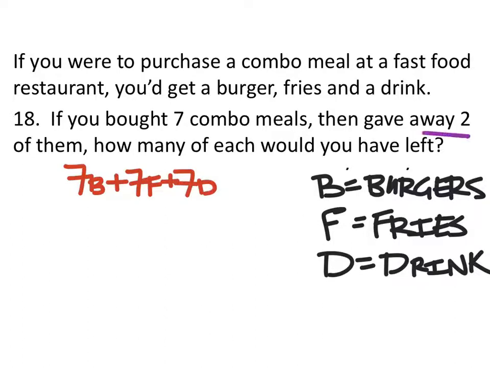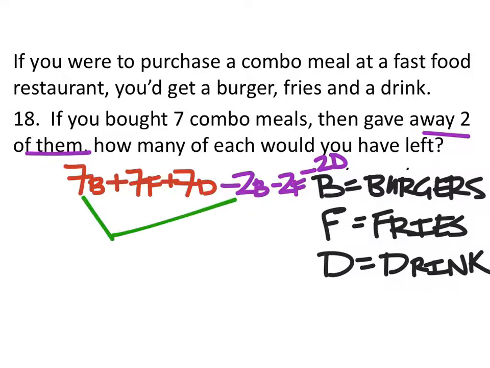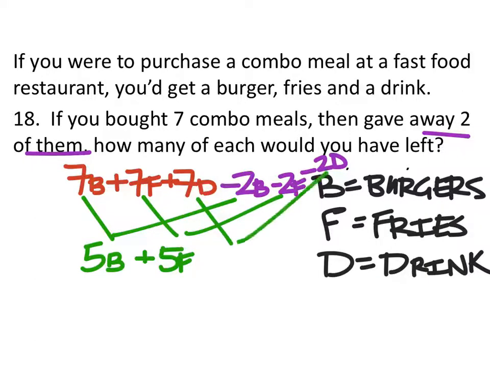But then it says we're going to give away 2 of these combo meals, right? So we're going to take away 2 burgers, 2 fries. I should give myself more space. 2 drinks as well, okay? Well, now we'd be looking to combine any like terms, like the burgers. 7 burgers minus 2 burgers is 5 burgers. And you got 7 fries minus 2 fries, well, that'd be 5 sets of fries. And then 7 drinks minus 2 drinks would leave you 5 drinks.